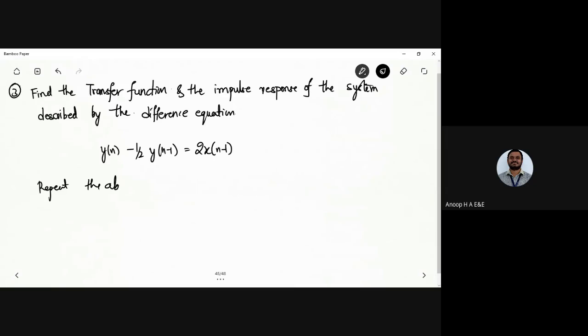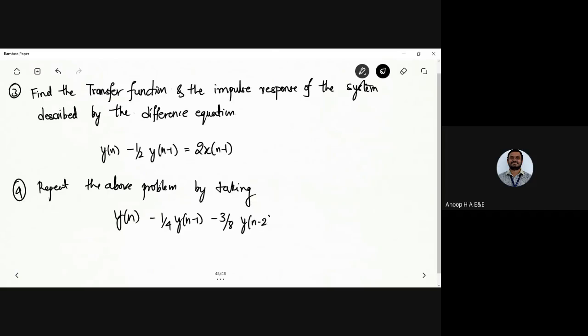Repeat the above problem by taking y of n. This is the fourth problem. Y of n minus 1 by 4 y of n minus 1 minus 3 by 8 y of n minus 2 is equal to minus x of n plus 2 times x of n minus 1.